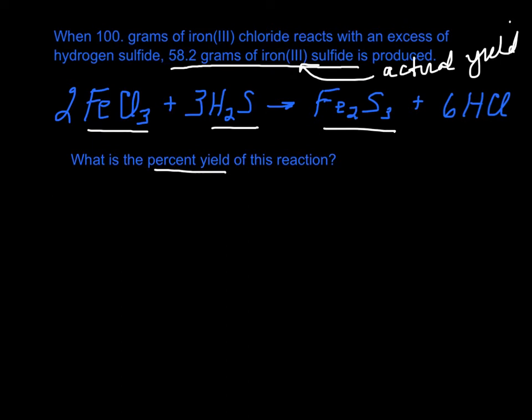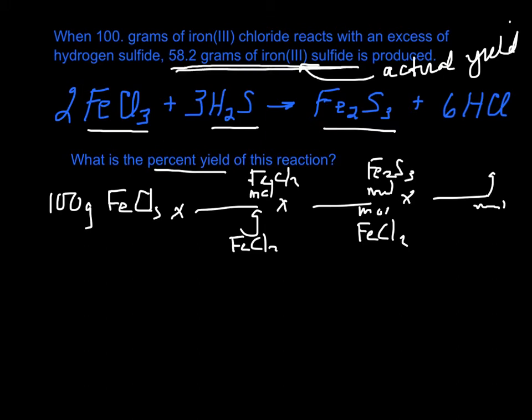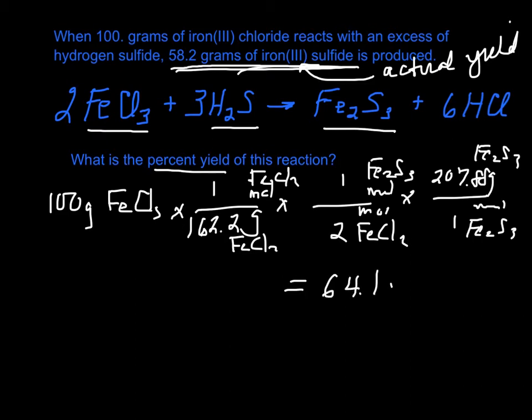So I start with my 100 grams of iron 3 chloride. Again, I'm going to change grams to moles, moles to moles, moles to grams. So FeCl3, mole ratio of FeCl3 to what I'm looking for, which is the Fe2S3. If they give me the actual yield of something, I want to find the theoretical yield of that same thing. Fe2S3. So 1 mole of FeCl3 is going to weigh 162.2. Our mole ratio is 1 to 2, and 1 mole of Fe2S3 weighs 207.88. So it's going to make 64.1 grams of Fe2S3.